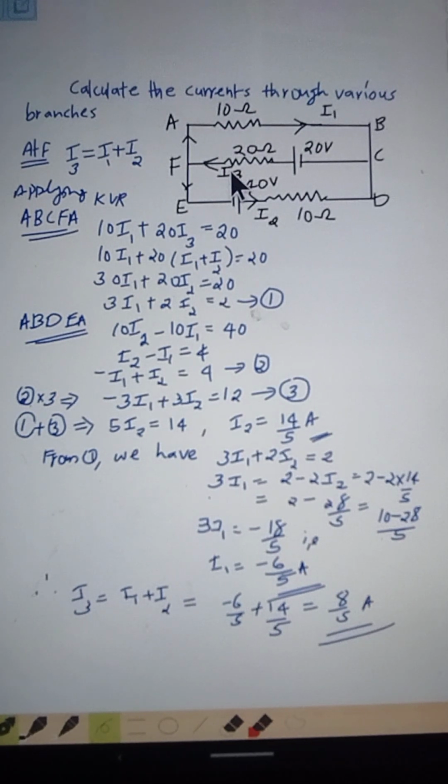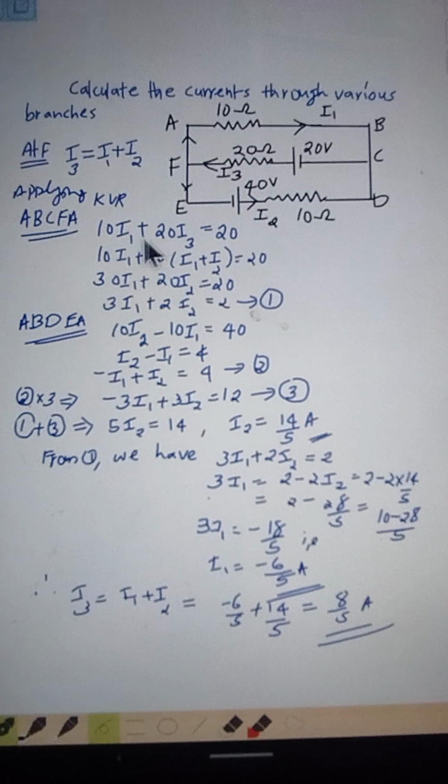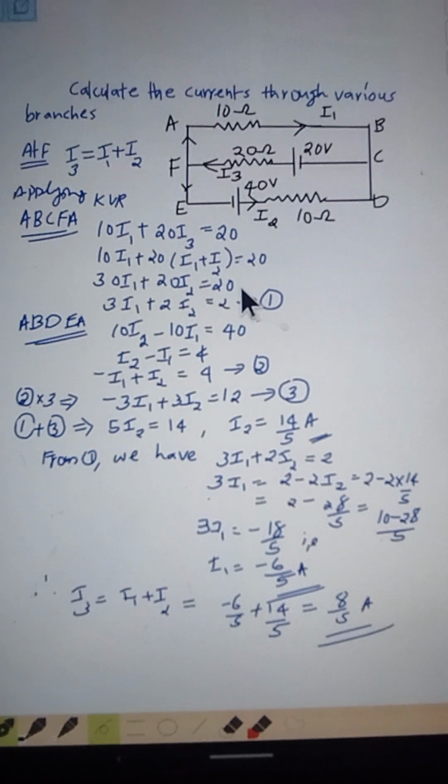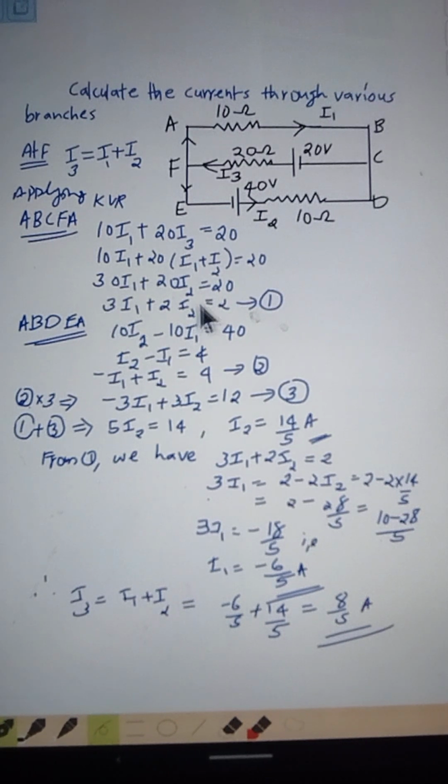20 I3 suppose is positive, then 10 I1 is also positive, and the sum of potentials 10 I1 plus 20 I3 is equal to 20. Then I3 is equal to I1 plus I2. So 20 I1 plus 10 I1 will be 30 I1, like that. Then dividing throughout by 10, we get equation 1.